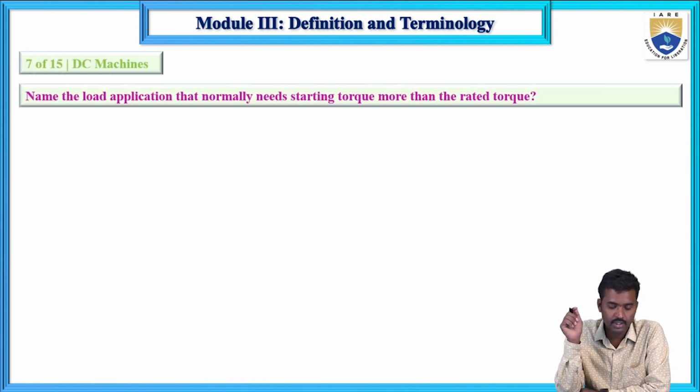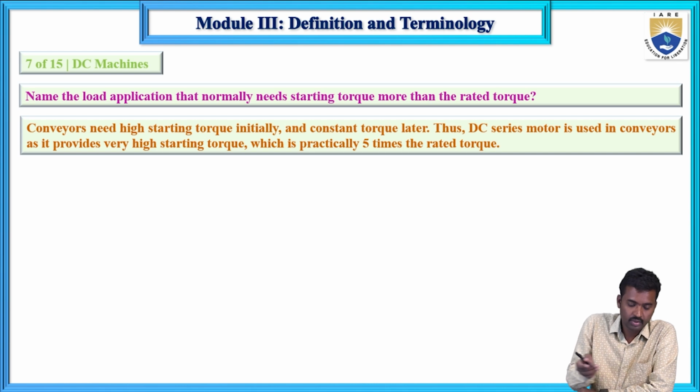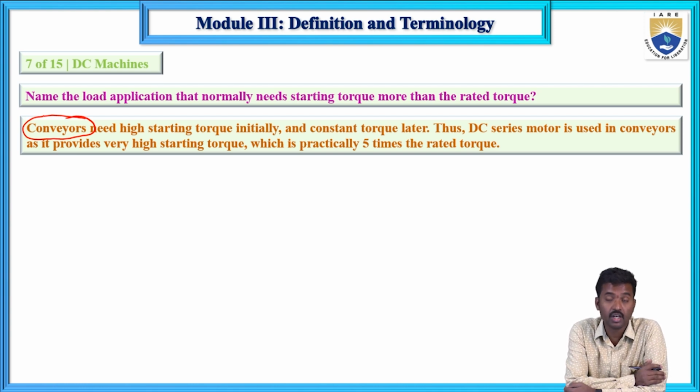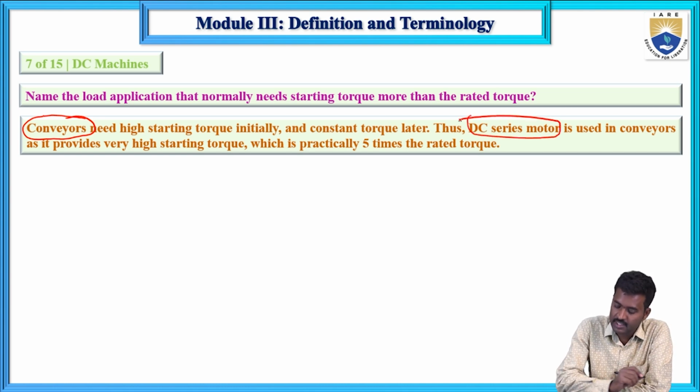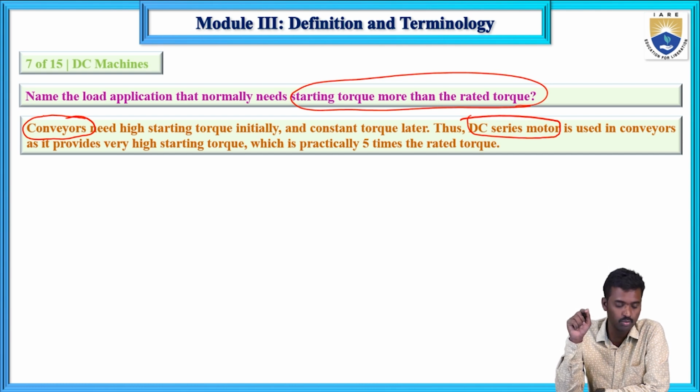Next, name the load applications that normally need starting torque more than rated torque. Here, the application is conveyors, so it needs high starting torque. What type of motors have high starting torque? DC series motors. DC series motors are used as conveyors because they provide high starting torque, more than rated torque. Here the DC series motor example is conveyor belts.